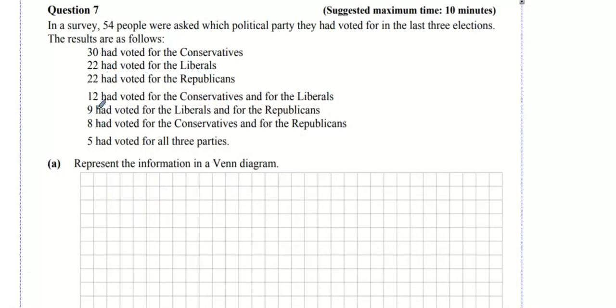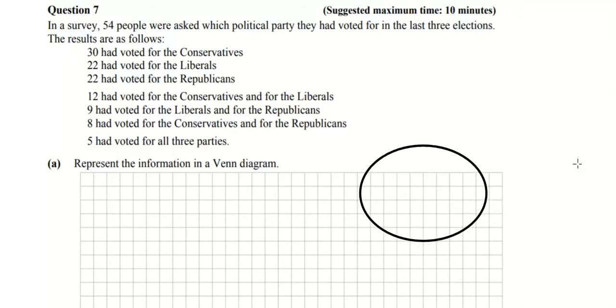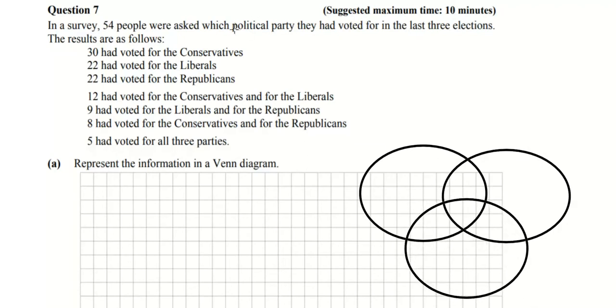I believe it's a Venn diagram. So 54 people in total. So let's make our 3 ovals. Conservative, Liberals and Republicans. Try and start in the middle if you can. 5 have voted for all 3 parties, so there's 5 in the middle.